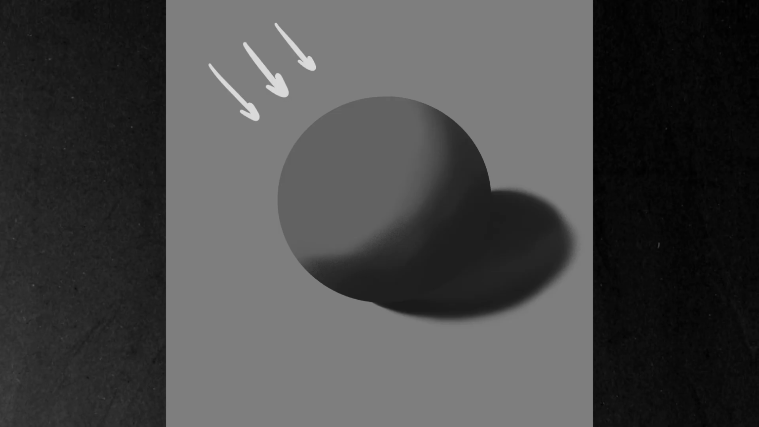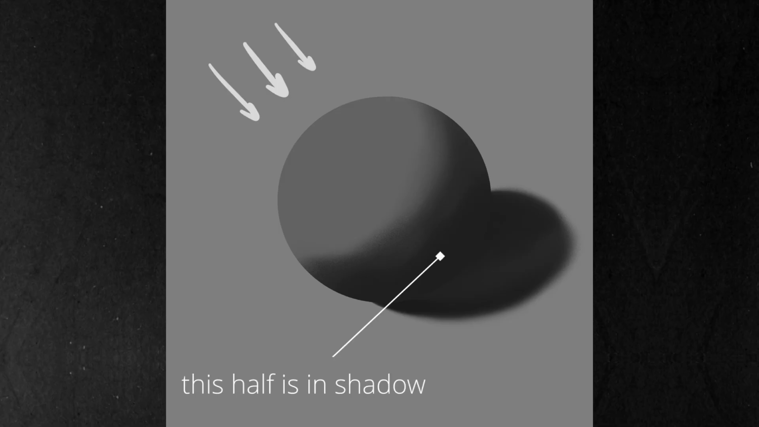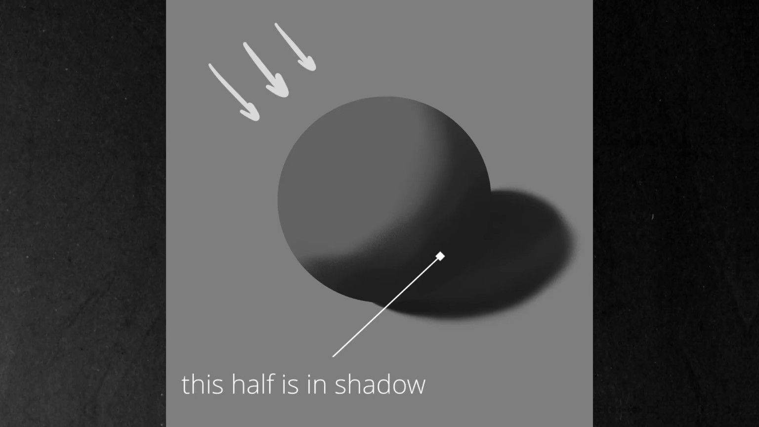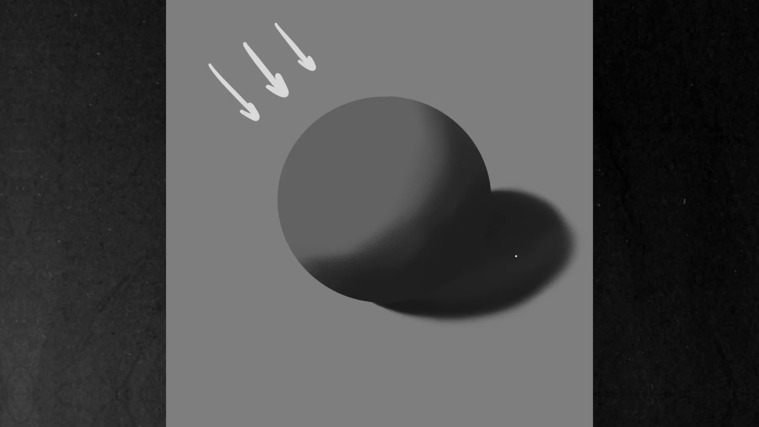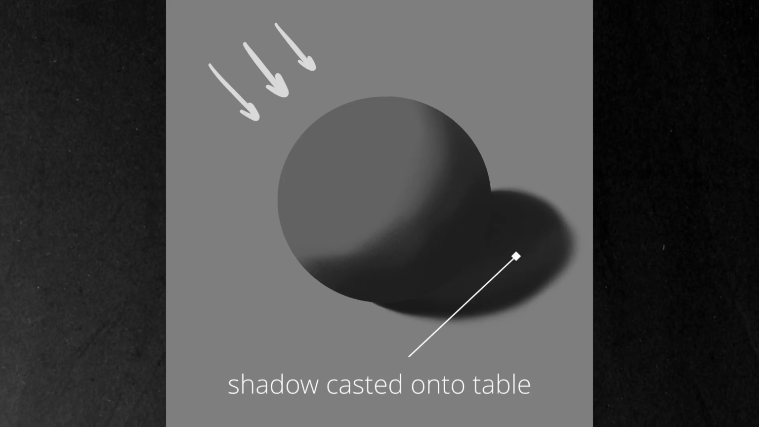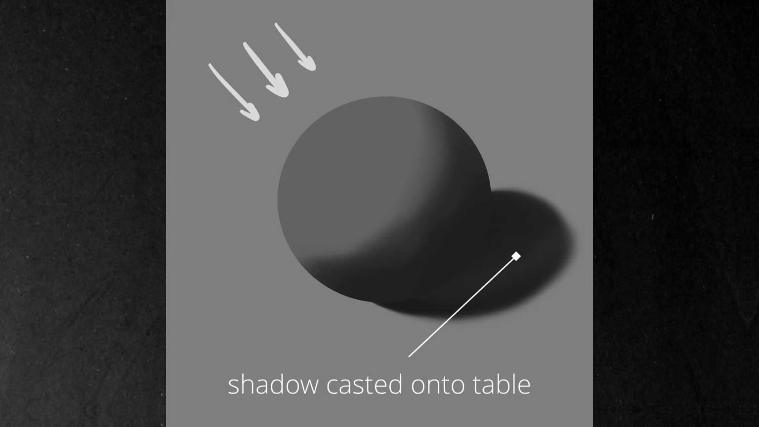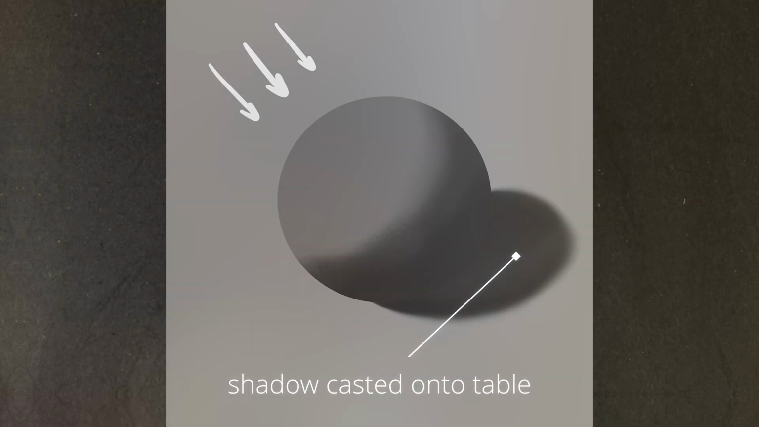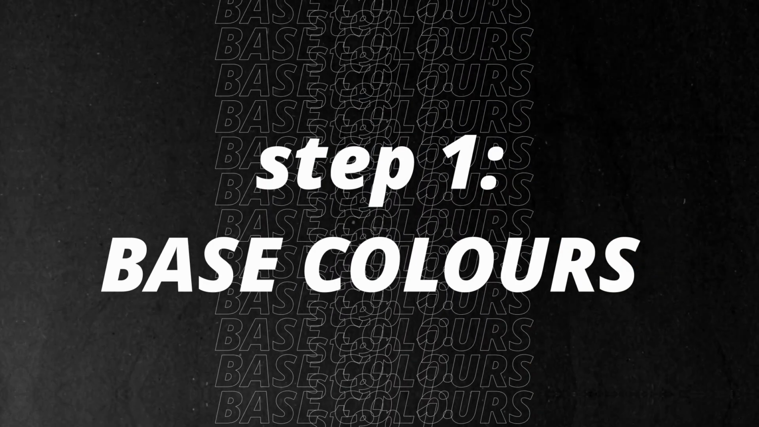We know that the source of light is coming from here because the other part of the sphere is covered in shadow, which means that significantly less light is hitting it. It also casts a shadow onto the table because the sphere is blocking the light from shining on that specific part of the table. Now yes, I know it gets more complicated than this, but I'll get to all that later. Step 1. Base colors.